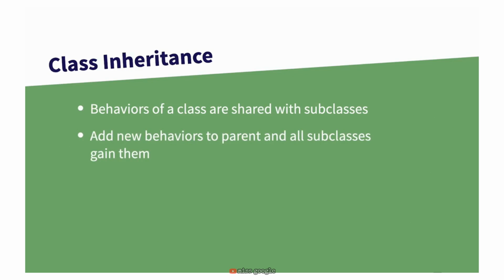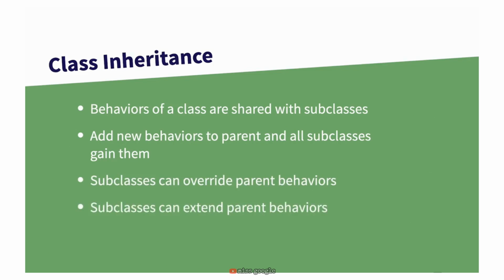Now, the subclasses aren't stuck with them. They don't have to use them. They can ignore them, or they can override those parent behaviors with different behaviors. Or they can add new behaviors that the parent doesn't have, right? They're just inheriting it, but after that, they can go on to define themselves in additional ways or override their inherited behavior.